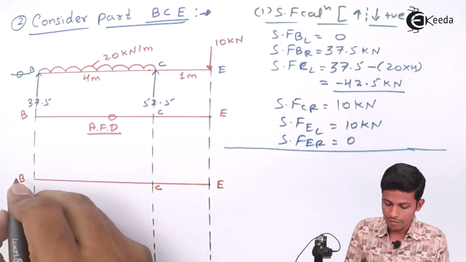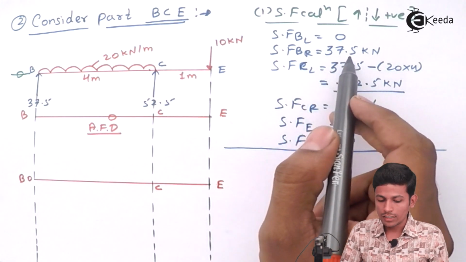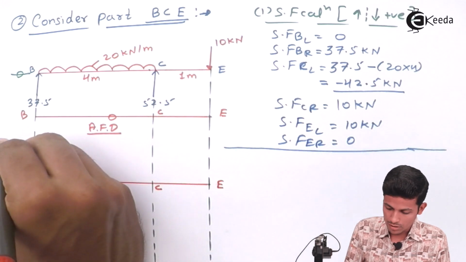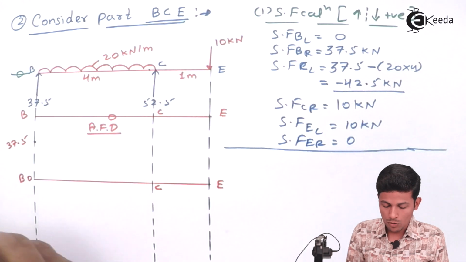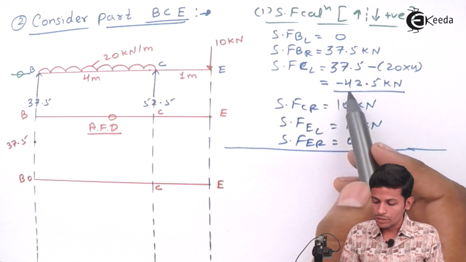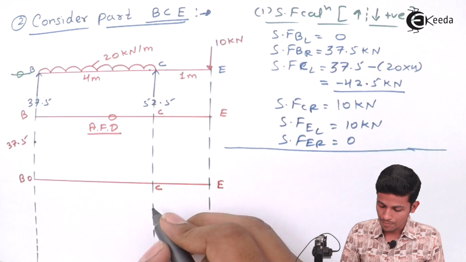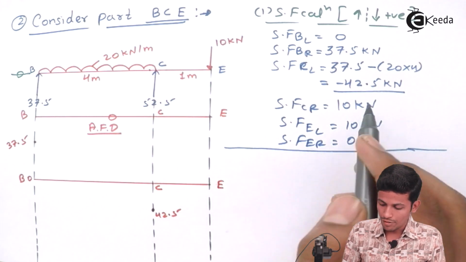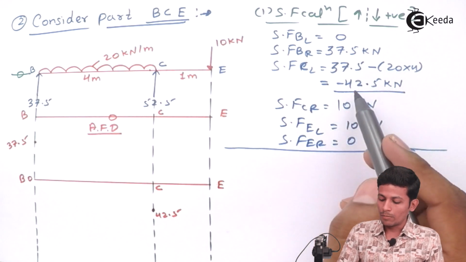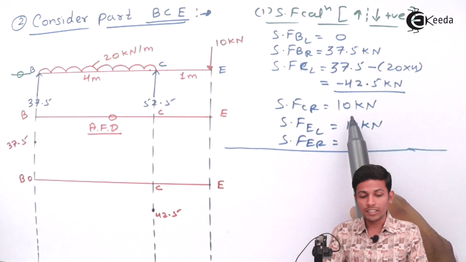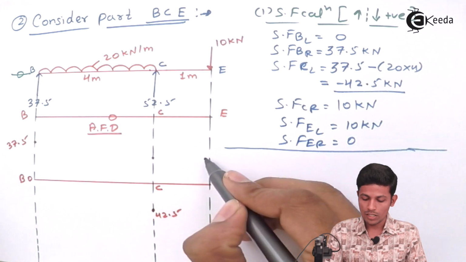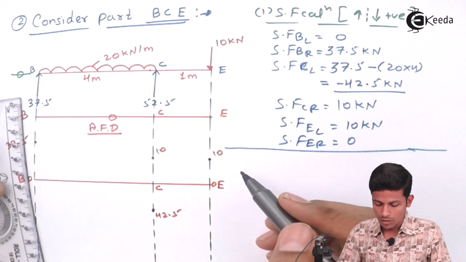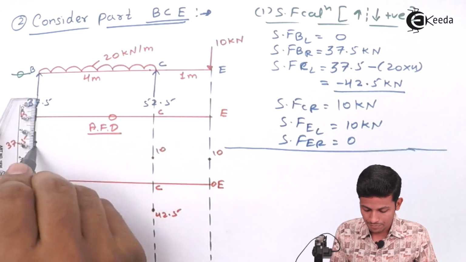See, shear force A at left will be 0. We are starting from 0. 37.5 comes over here. Now at C, which is minus 42.5, it comes over here, 42.5. Now this is 10 plus 10. See, this is plus 10 over here, plus 10 over here. This is also 10, this is also 10, this is 0. Okay, now join all the points.